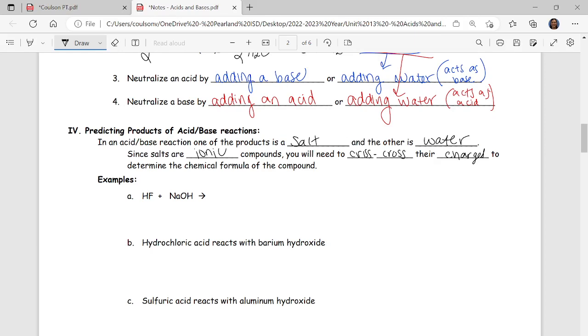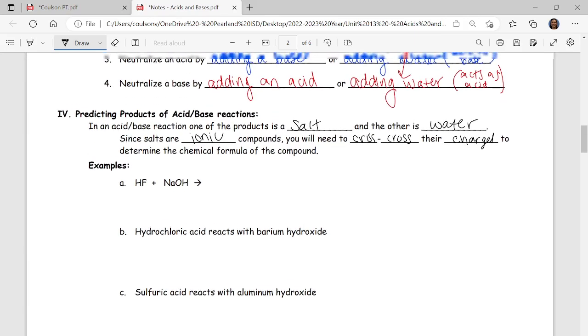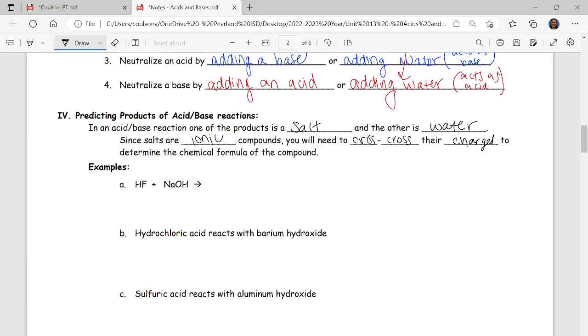So I'm going to pause here, give you a chance to write this out, and then I will check in with you in like 3 minutes to make sure we've got all the right answers. So predict the products of each of the reactions for A, B, and C.